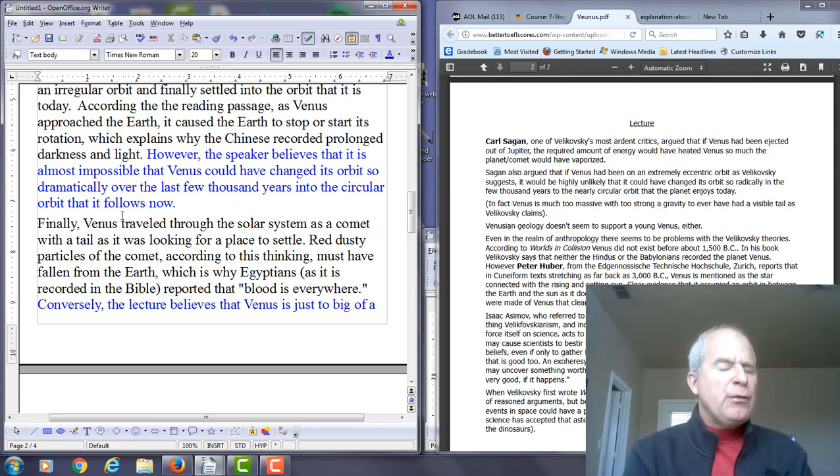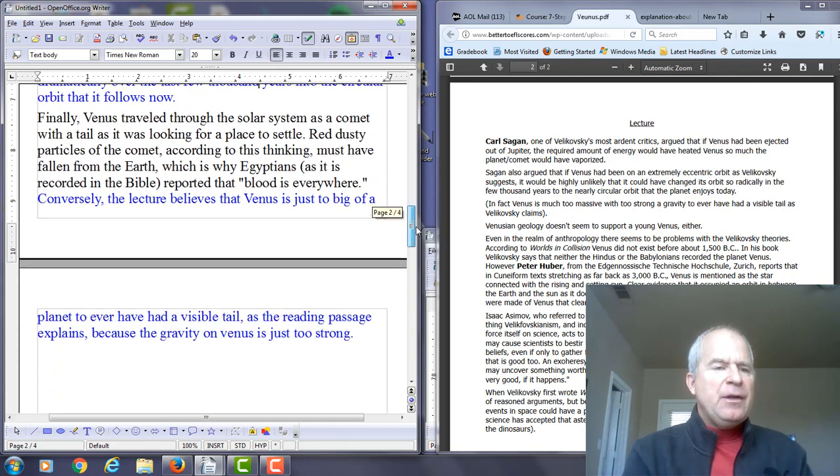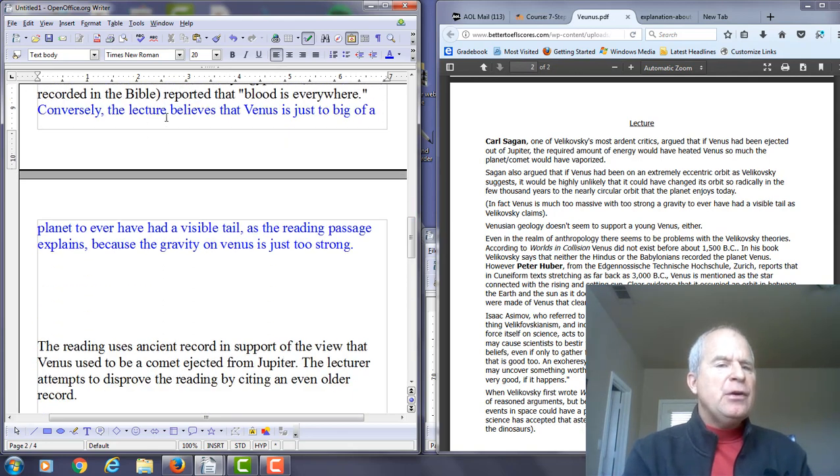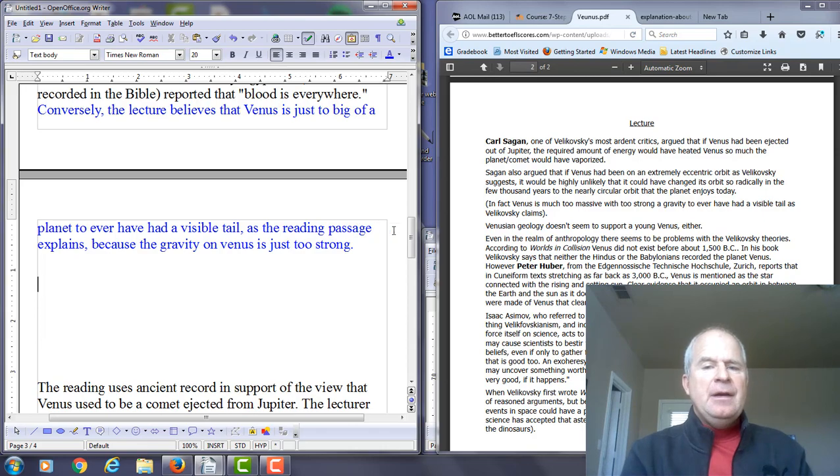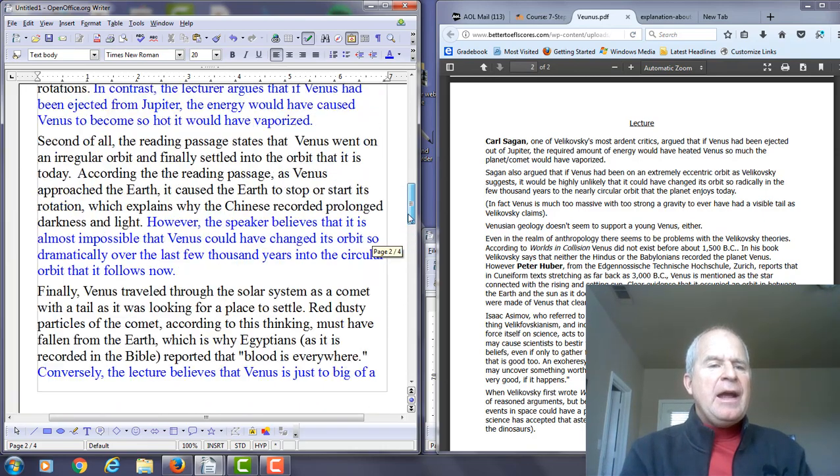Finally, Venus traveled through the solar... No, I'm looking at the lecture. Conversely, the lecture believes that Venus is just too big of a planet to have ever had a visible tail, as the reading passage explains, because the gravity on Venus is just too strong. I think that's it. So this is what I have here.